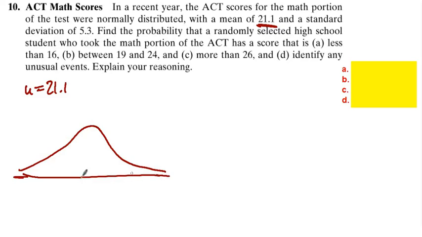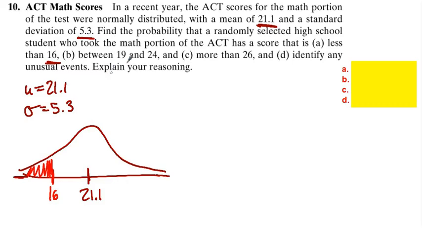That's not a great bell curve, but let's use our imagination. 21.1 will be in the middle, and the standard deviation is 5.3. Okay, standard deviation 5.3. And we have to find a bunch of probabilities. So you randomly pick a high school student. What is the chance that they got less than 16? Okay, so less than 16 would be maybe right here, and that's asking about this red area.